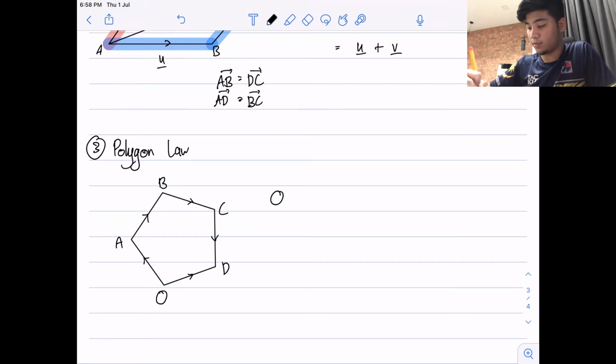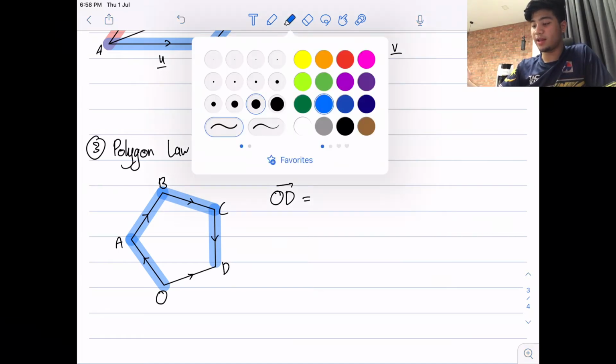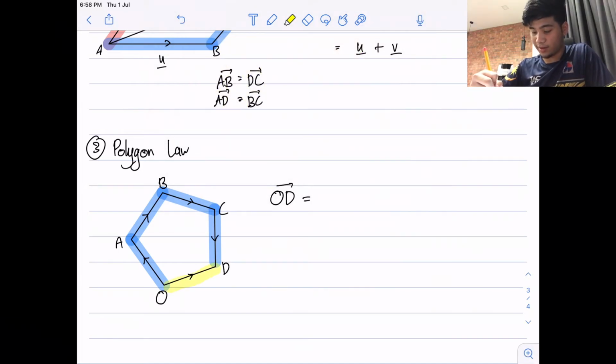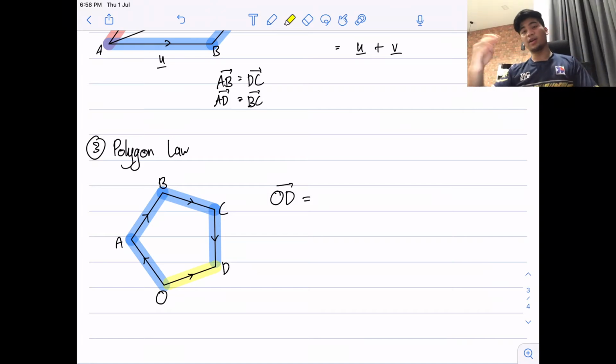Finding vector OD is the same thing as OA plus AB plus BC plus CD, just to get to point D. It's the same thing as adding all four.